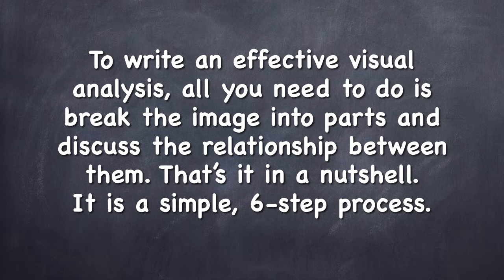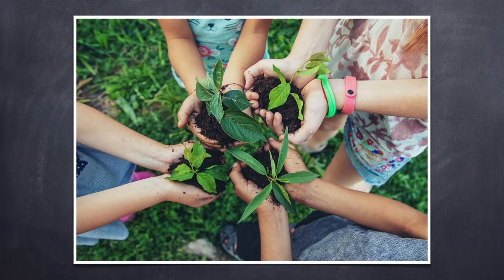And let's get right to it. To write an effective visual analysis, you need to do two things. All you need to do is break the image into parts, that's number one, and then discuss the relationship between them. That's pretty much it in a nutshell. So it is a simple 6-step process, and let's get right to it.